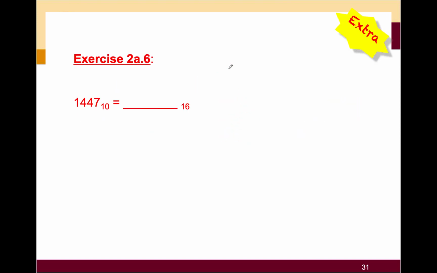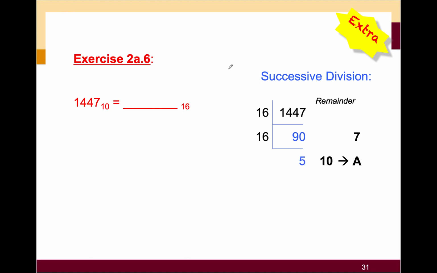So next, there is also an extra example. You can have a look at this, but you can also try on your own. Quite simple, as I already reminded all of you. Please don't forget to store the remainder also. And yeah, over here you will get 5E7 as the answer. Try to divide on your own.